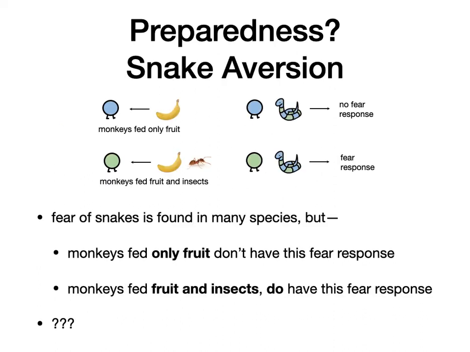Here's another one. Snake aversion. Monkeys fed only fruit have no fear response to snakes. Monkeys fed fruit and insects have a fear response to snakes. Fear of snakes is pretty important, right? It's a useful thing to have, but for some reason, if you feed monkeys no insects, they're not afraid of snakes. Again, that's okay. We don't always know the answers to these things.